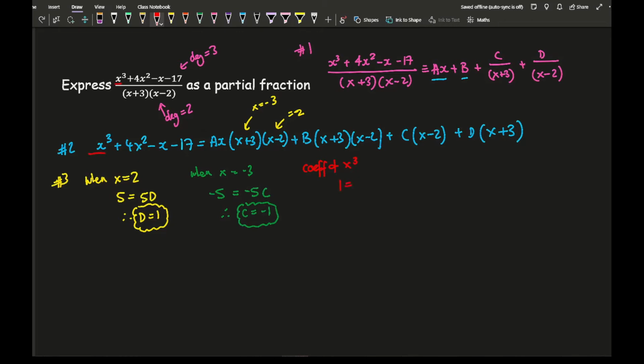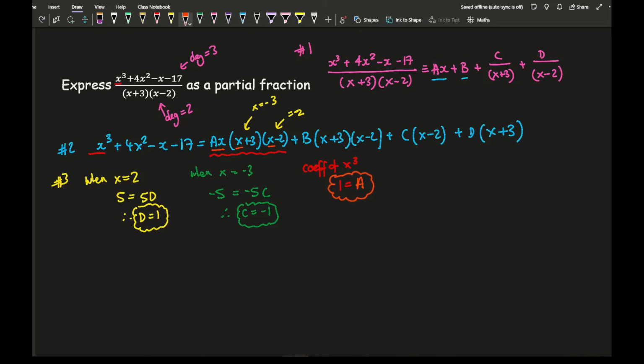Now if I was to expand out all these brackets, it would be a lot of faff and very time consuming, but if I'm a bit smart I can notice that the only way I'm going to get ax cubed is by multiplying out ax by x by x. Now ax times x is going to give me ax cubed, so my coefficient of x cubed is going to be a. So therefore a is going to equal 1.